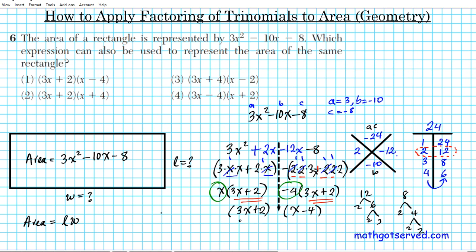Alright, so we could call 3x plus 2 the length, and x minus 4 the width. It doesn't really matter. And then we have the area being equal to this desired expression, 3x squared minus 10x minus 8. Alright, so we now know what the length and the width are. So let's write it here. 3x squared minus 10x minus 8 is equal to 3x plus 2 times x minus 4. And our answer is option number 1.